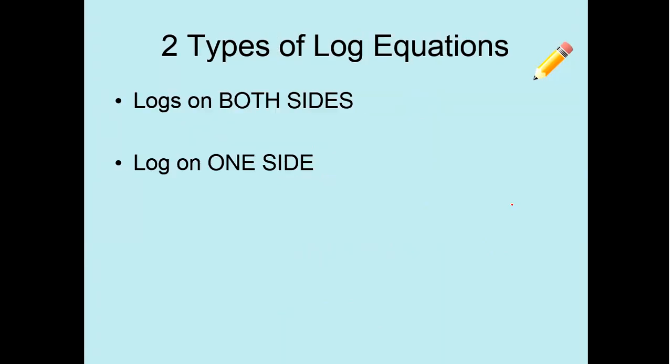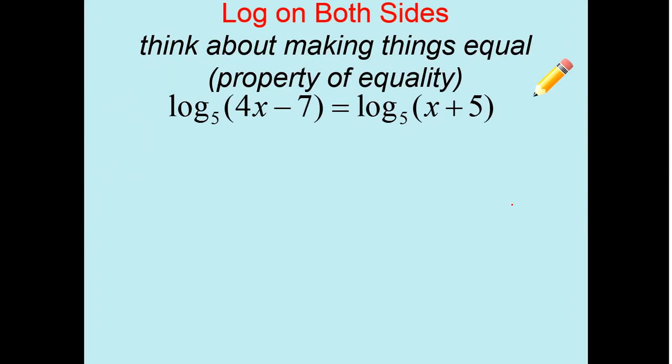Now, let's jump to logarithmic equations. Just like exponential, you're going to have two kinds. You're going to have logs on both sides, or you're going to have a log on one side. Logs on both sides are super simple. A log on one side is similar to the exponential on one side. Okay, so let's look at logs on both sides first. So we have to think about making these things equal. It's because of the property of equality, right?